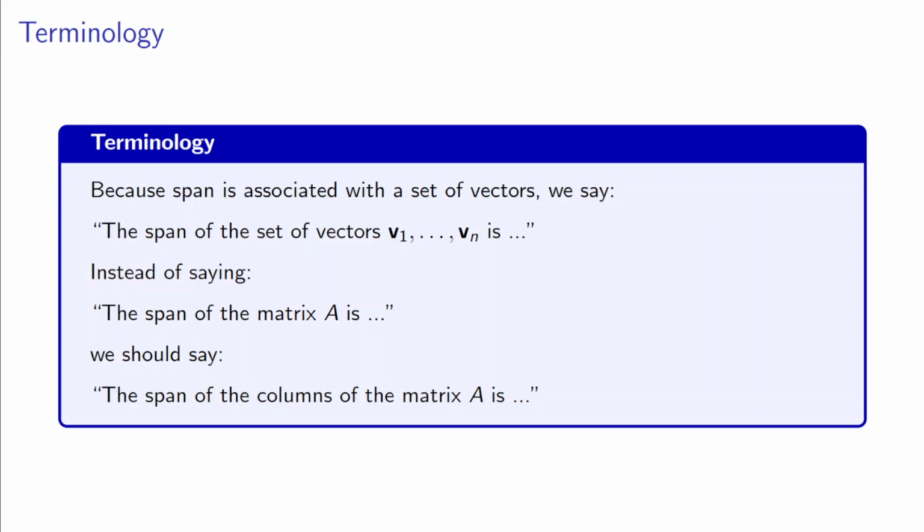And one more point here on some terminology. Because span is associated with a set of vectors, we always want to make sure we're saying that we're talking about the span of a set of vectors. We don't want to talk about the span of a matrix, although oftentimes we will be talking about spanning in matrices, but really what we're talking about is the span of the columns of the matrix. And I will hopefully use this all correctly, but it's definitely something that is easy to make a mistake with. So just try and be careful with that.